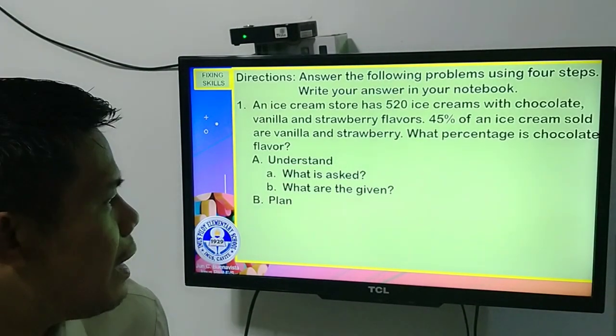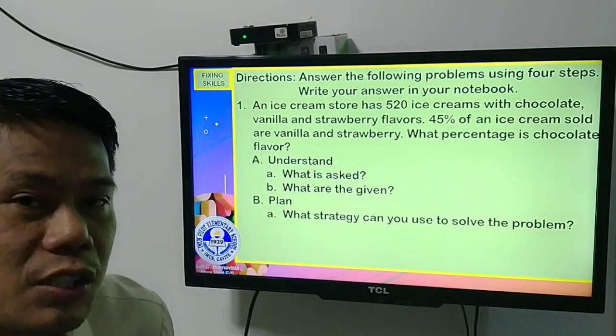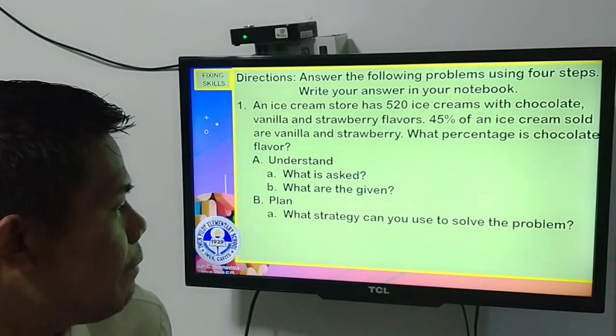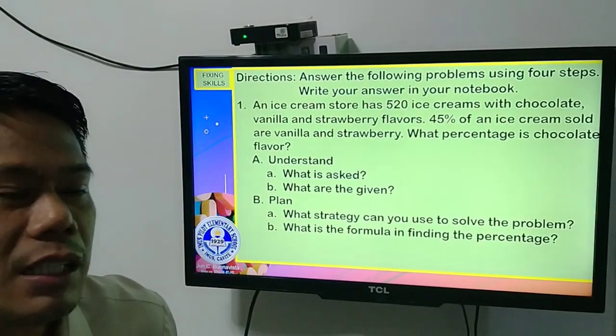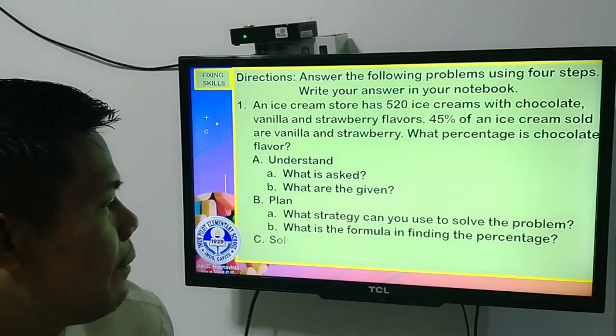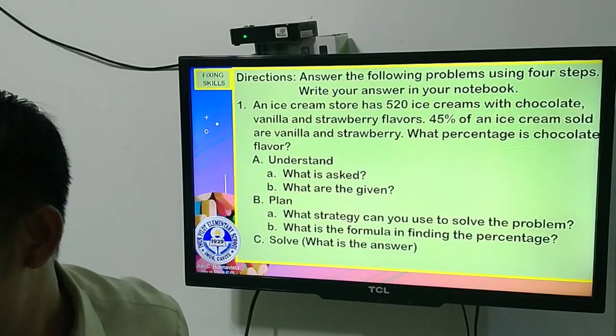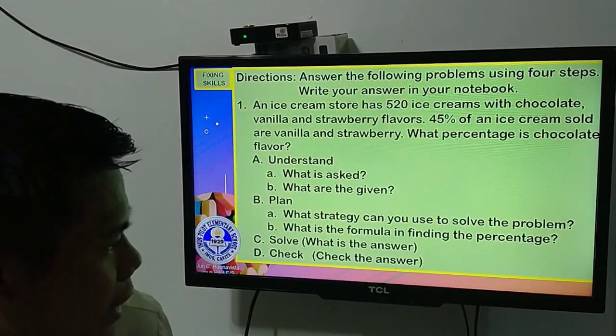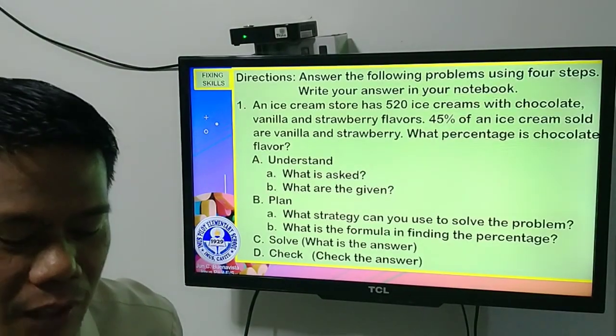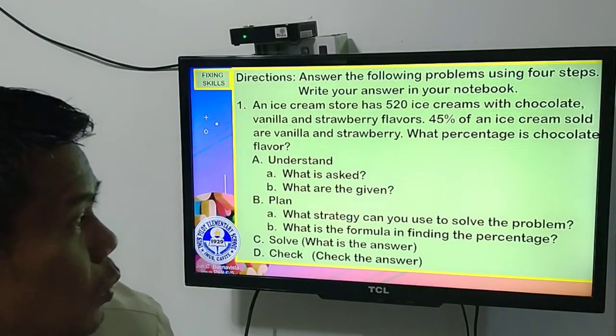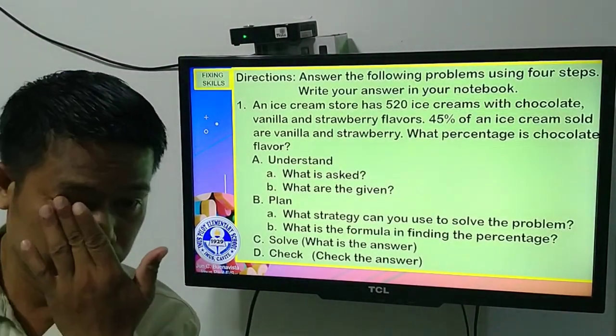Plan. Under the Plan, you're going to know what strategy you can use to solve the problem, and what is the formula in order to solve the problem, and then solve. Then, after you solve, you're going to check your answer. Okay, I'll give you 1 minute to answer. Go.